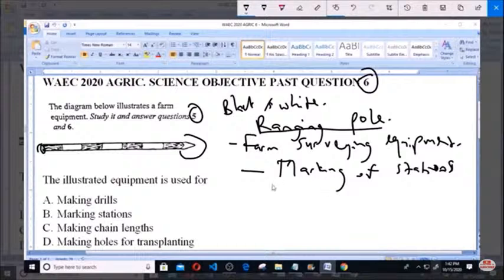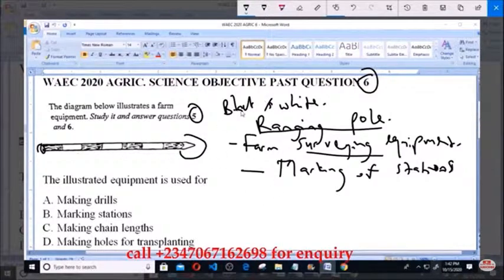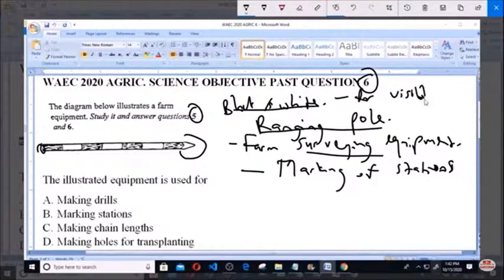So on the farmland where surveying processes or practices are taking place, the ranging pole is put into the ground to mark that particular station, and that is the reason why it is painted black and white for visibility, for it to be easily spotted from anywhere on the land. So as we have established, it is used for marking stations, and marking stations is option B. So option B is the correct answer to this question.